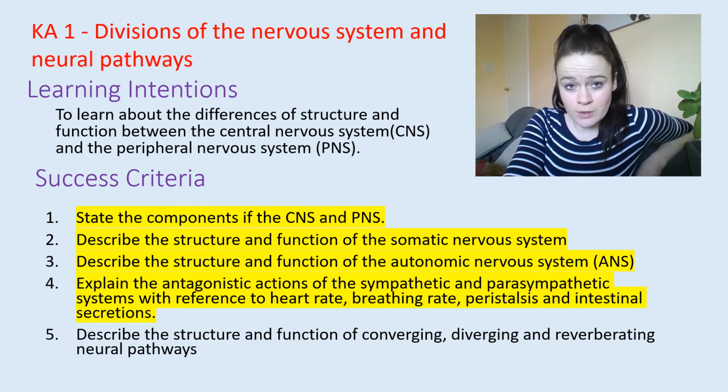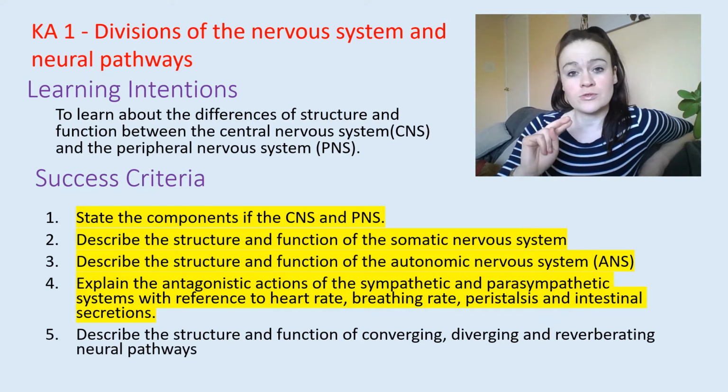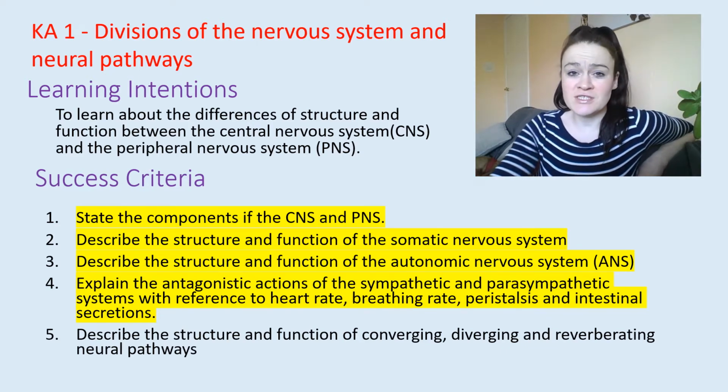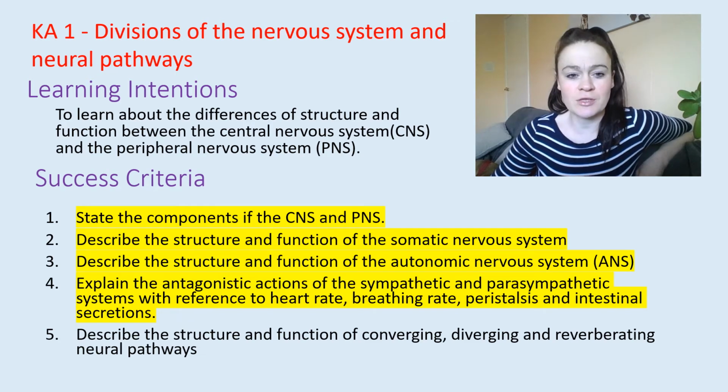In Key Area 1, what we're trying to do is learn about the differences in structure and function of the central nervous system and the peripheral nervous system. The central nervous system is pretty simple to understand. The peripheral nervous system has got lots of little parts. And this video is about looking at that.